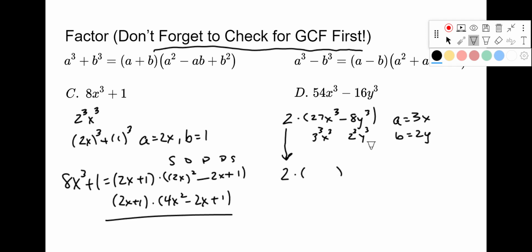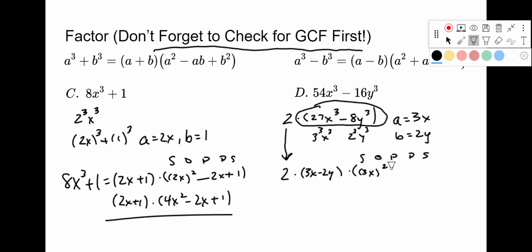And now we're going to factor the inside with our formula for the cubic. Let's see if we can remember it without using it. So we've got A, keep the sign, B. So we get 3x minus 2y times. Now we go here. SOPPS. Here we go. Square. So take 3x and square it.